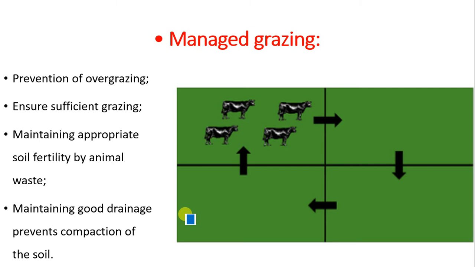So, manage grazing, I just want to explain this too. You see, you have this plot here, so the animals can be kept on this first plot to feed on the vegetation here. Once they are done, you move them to this vegetation. Before they are done with this vegetation, you find that this one is now replenished. So they keep moving from one vegetation to the next. Before they get back to this starting point, the vegetation has been replenished from the grazing before they move. So this is just a technique you can use to manage grazing. It prevents overgrazing, ensures sufficient grazing, maintains appropriate soil fertility by animal waste, and maintaining good drainage prevents compaction of soil.